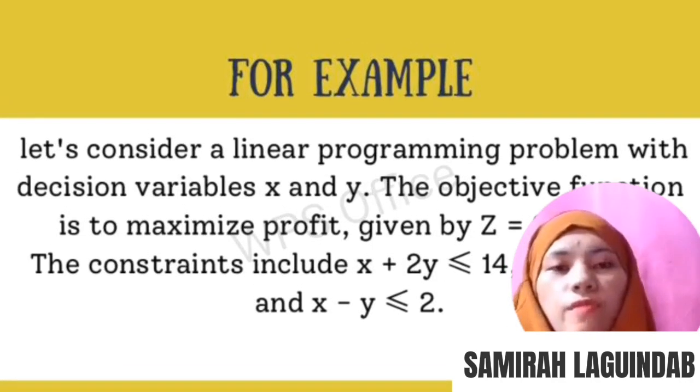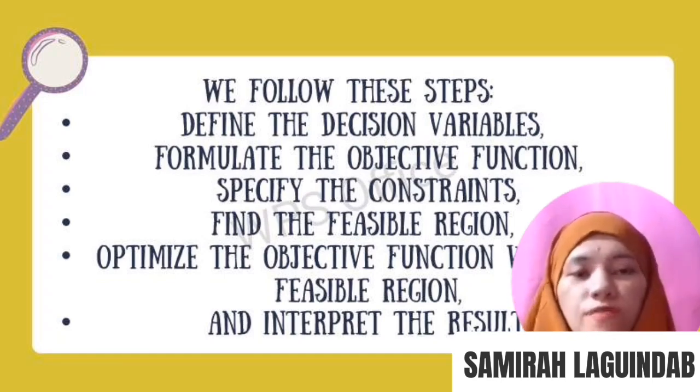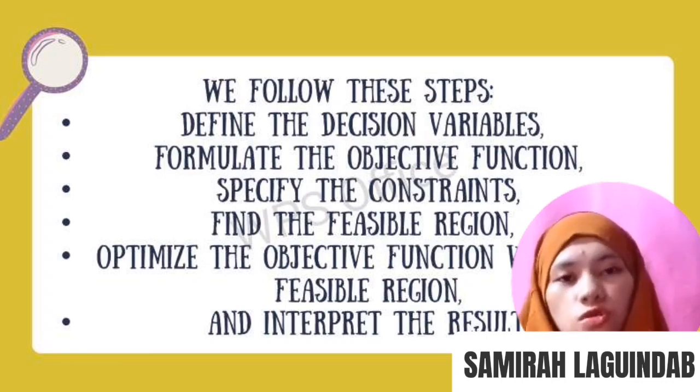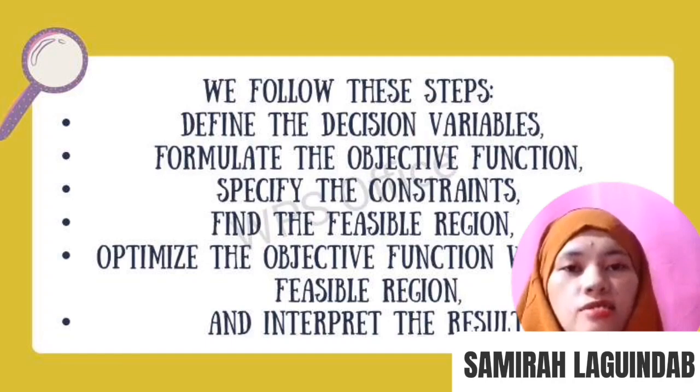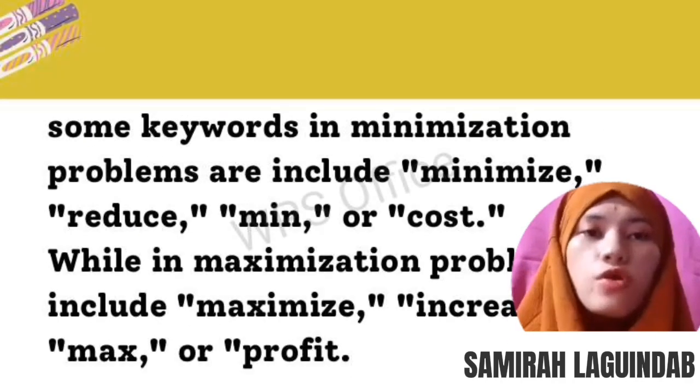For a linear programming problem, we follow these steps. First, define the decision variables. Formulate the objective function. Specify the constraints. Find the feasible region. Optimize the objective function within the feasible region, and lastly, interpret the result. So how will we know if the problem is maximized or minimized?